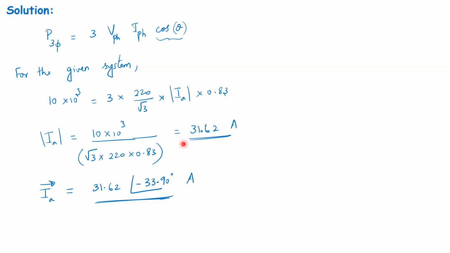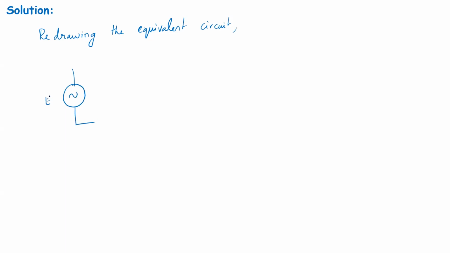Now, our objective is to determine the excitation EMF E and the power angle delta. If we go back to the equivalent circuit, redrawing it, I have my internally generated EMF, E vector. I have my JXS. I have my two terminals A and B, across which is the load.